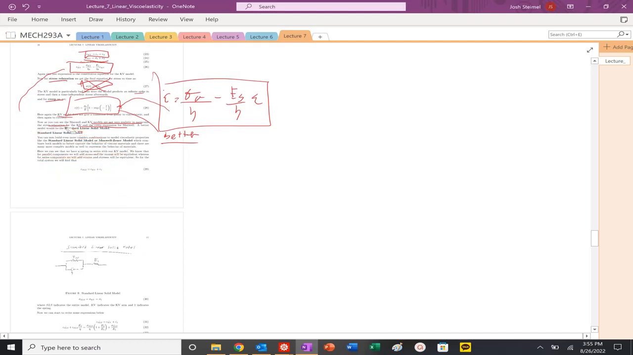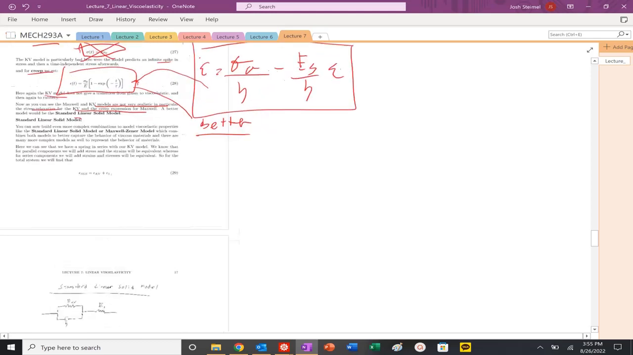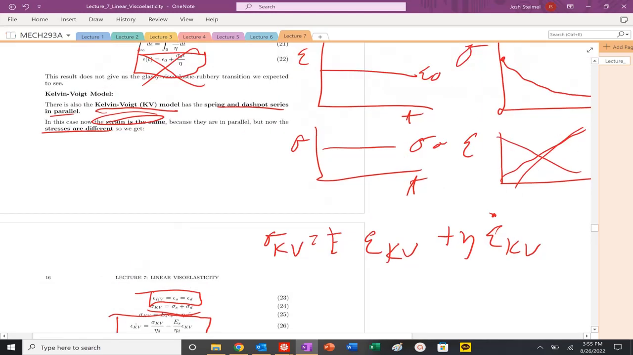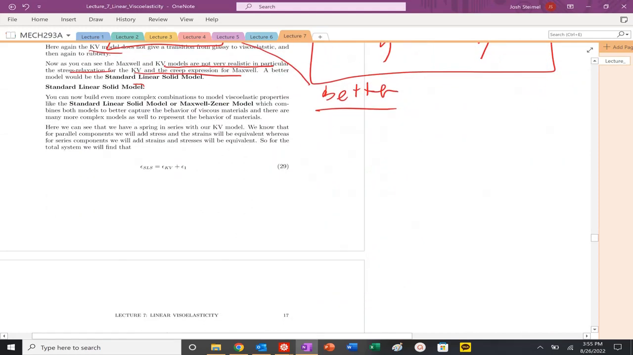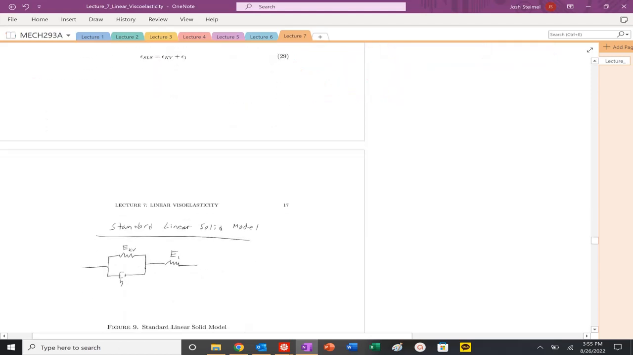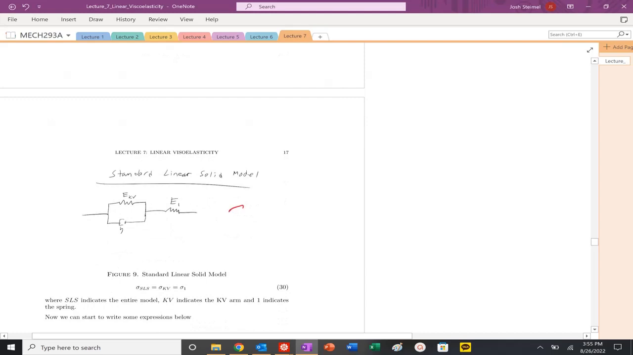All right, let's restart our discussion here. We're going to look at our standard linear solid model, with essentially our spring in series with our Kelvin-Voigt model. We already have our expression for the Kelvin-Voigt, but we're going to add some complexity here. For the standard linear solid, we have in series a spring component and a Kelvin-Voigt. We should know that our stresses are going to be equal and our strains will sum.